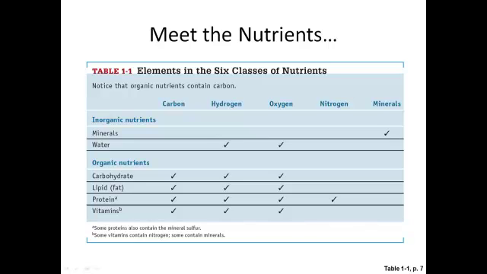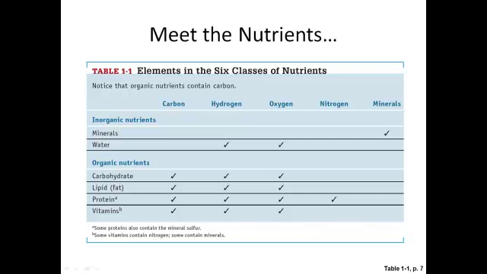So let's meet the nutrients. There are 6 classes of nutrients: minerals, water, carbohydrate, lipids, protein, and vitamins. These nutrients help keep us fueled and healthy.